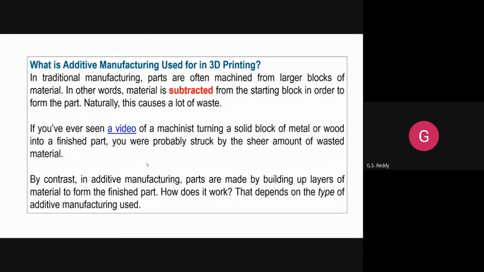In traditional manufacturing, parts are often machined from larger blocks of material. In other words, material is subtracted from the starting block in order to form the part. Naturally, this causes a lot of waste.